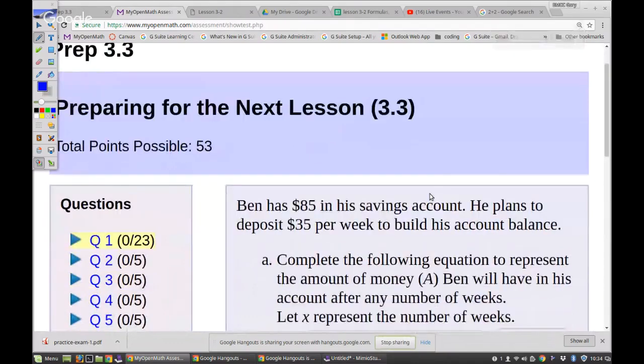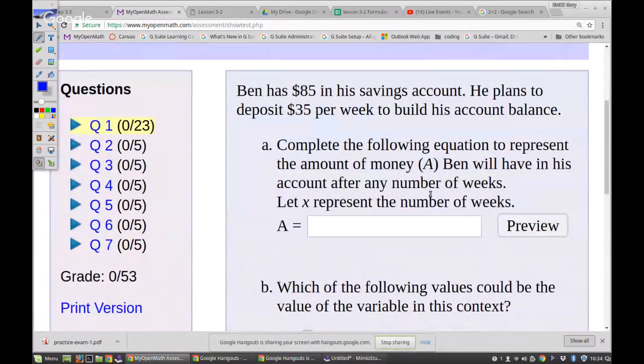The problem is going to be a little bit different, but here's what I got. Ben has $85 in his savings account, and he plans to deposit $35 a week to build up his balance. What we want to do is build an equation that talks about the amount of money he's going to have over time. So he's starting with 85. He's going to deposit $35 per week.